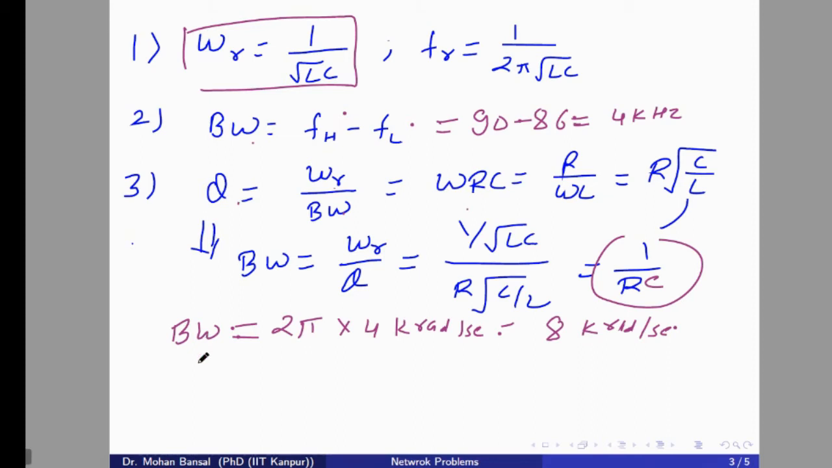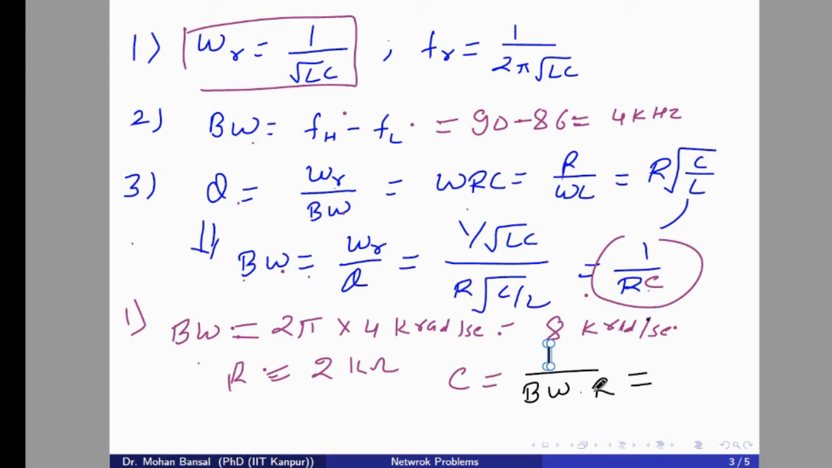Okay, now we have bandwidth, we have the value of R, that is 2 kilo ohm. We can find out the value of capacitor C by this relation. We are solving the first problem, and we have the relation bandwidth equal to 1 divided by RC. So C is equal to 1 divided by bandwidth into R.